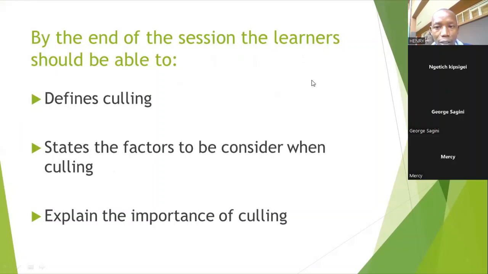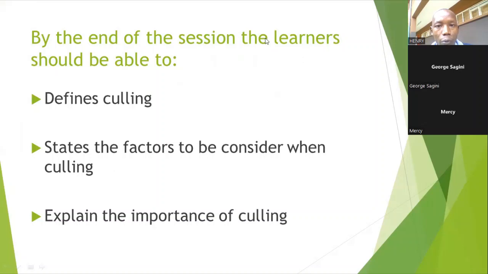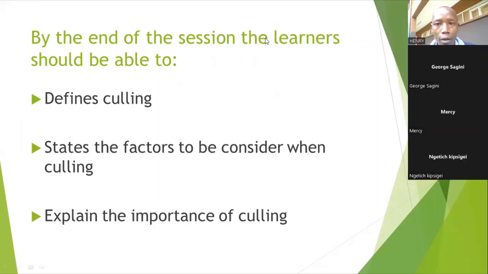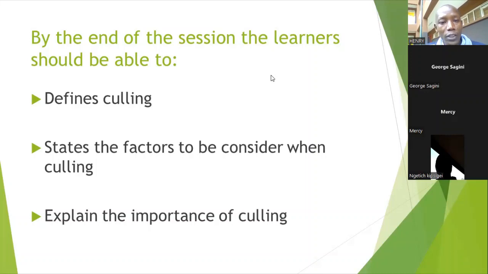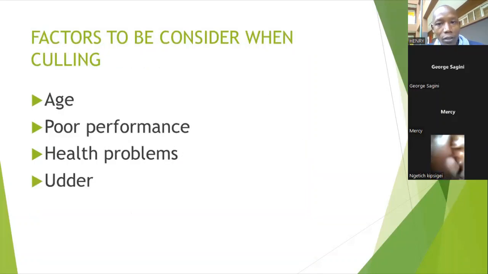Now, let us define what is culling. We talk about culling as the removal or the departure of the cattle from the herd, due to sale or due to death. You cull the unproductive one. You need to cull the unproductive one, then you remain with the productive one.